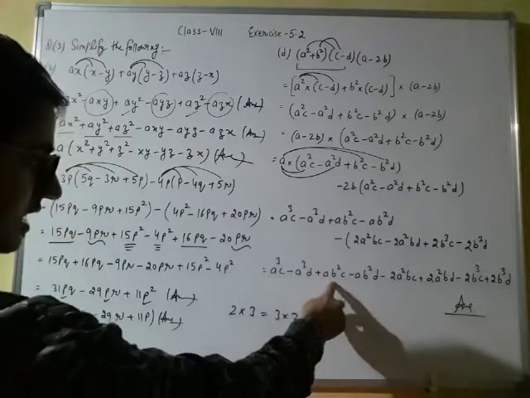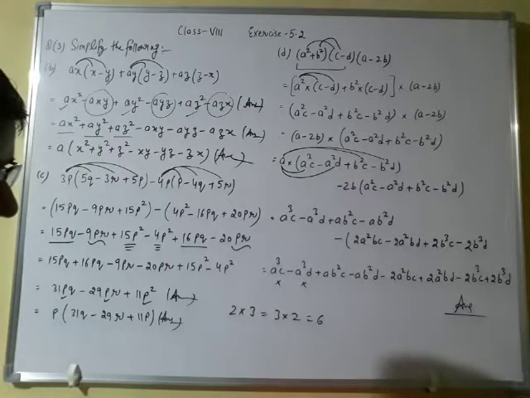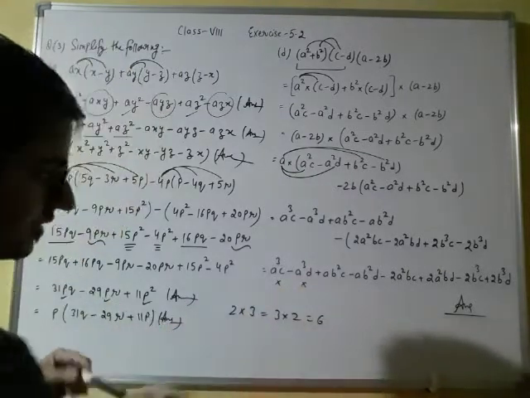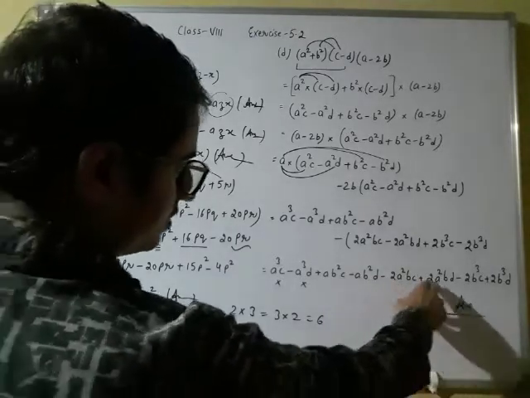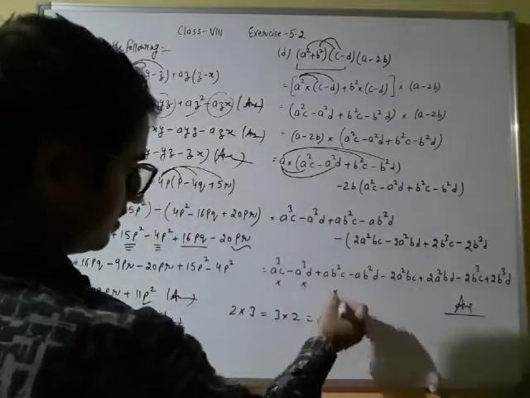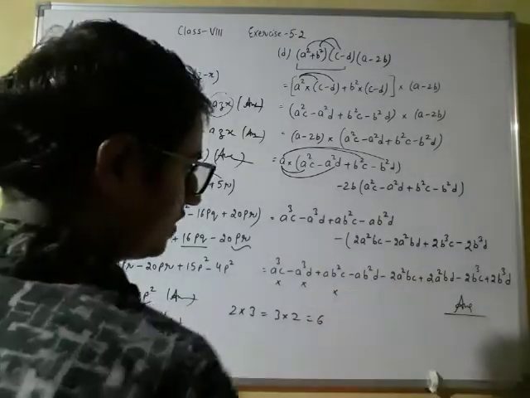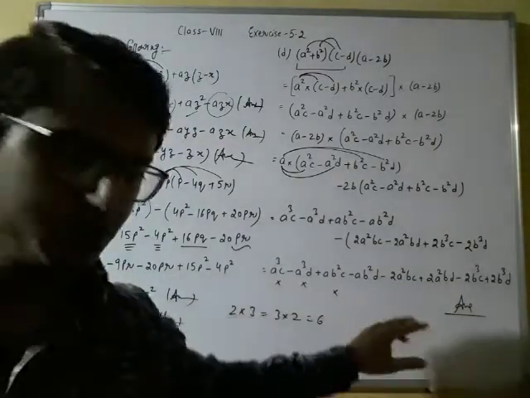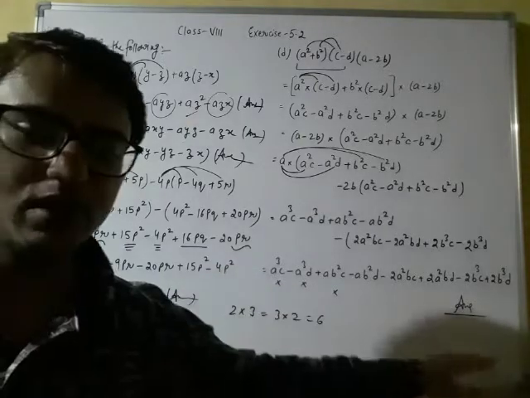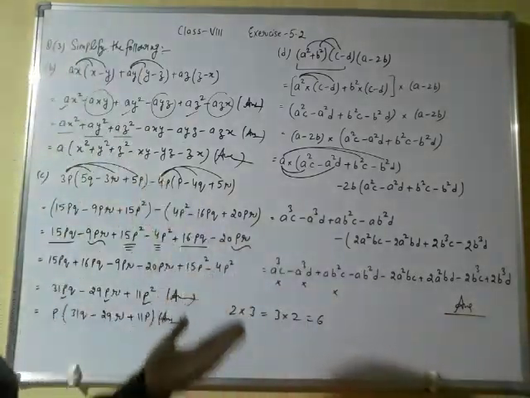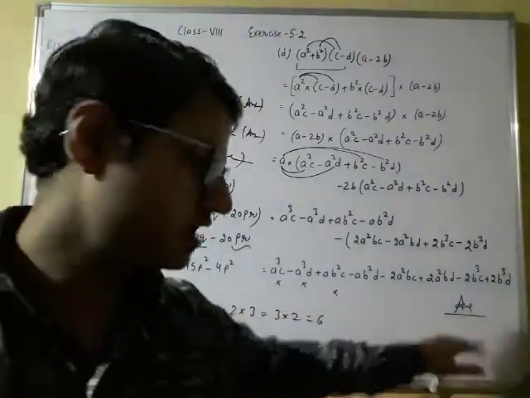Now try to find a b square c. We have not found a second a cube c, we have not found a second a cube d. A b square c is nowhere. A b square d is nowhere. You will find each and every term is present only one time here. So all the terms are unlike terms, and unlike terms cannot be further added or subtracted. Therefore it is your final answer.